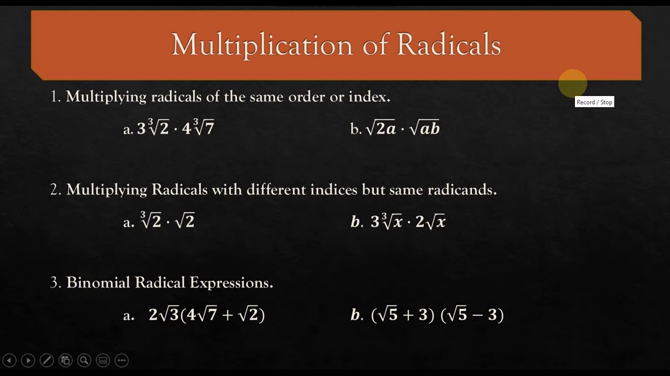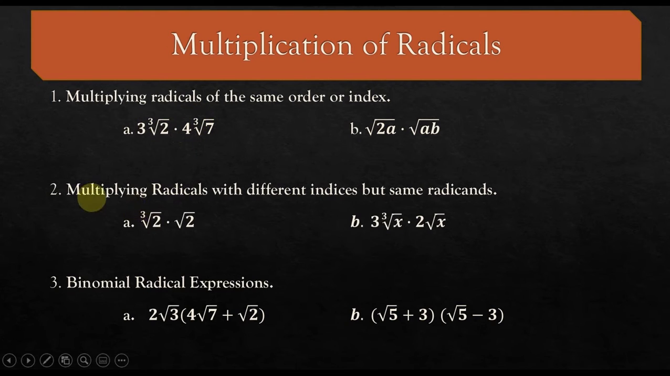Multiplication of radicals. In multiplying radicals, we are going to encounter three different cases. The first case is multiplying radicals of the same order or index. In this case, there will be different radicand, but same index.